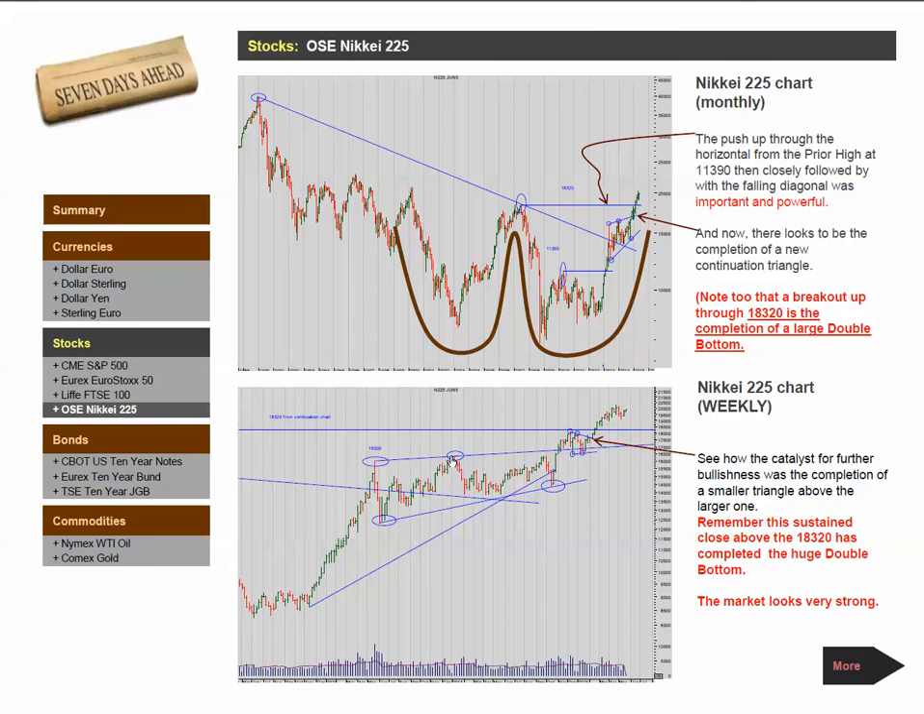We see the same triangle on the weekly chart. There's the level from the long-term chart. We also see a minor triangle again pushing it up. Bull continuation triangle, massive double bottom, very strong market. The market looks very strong.